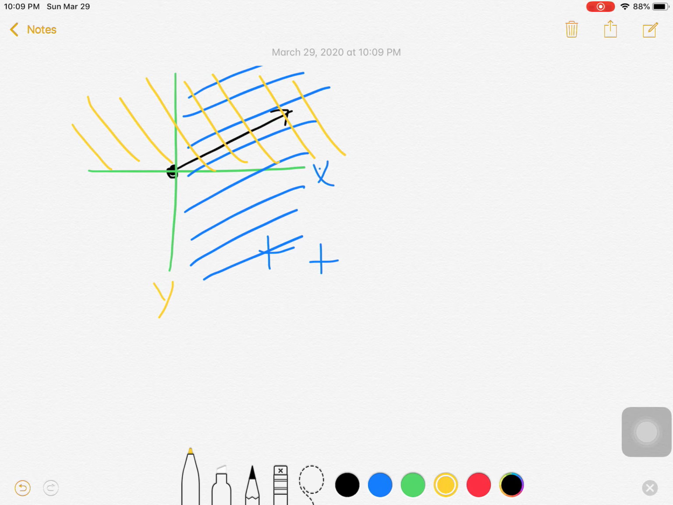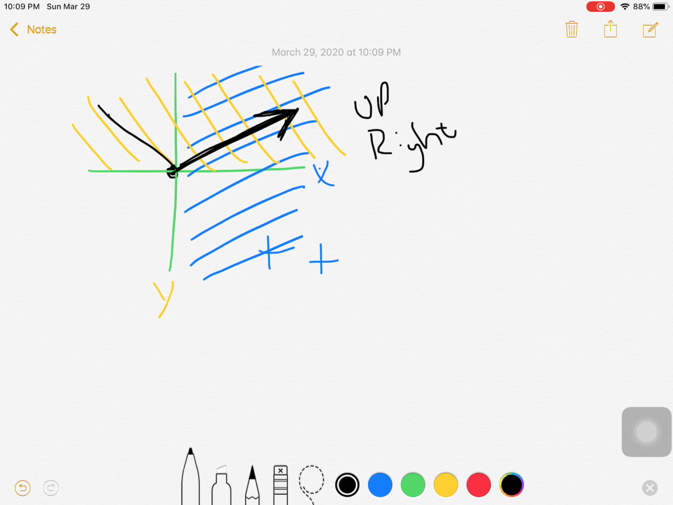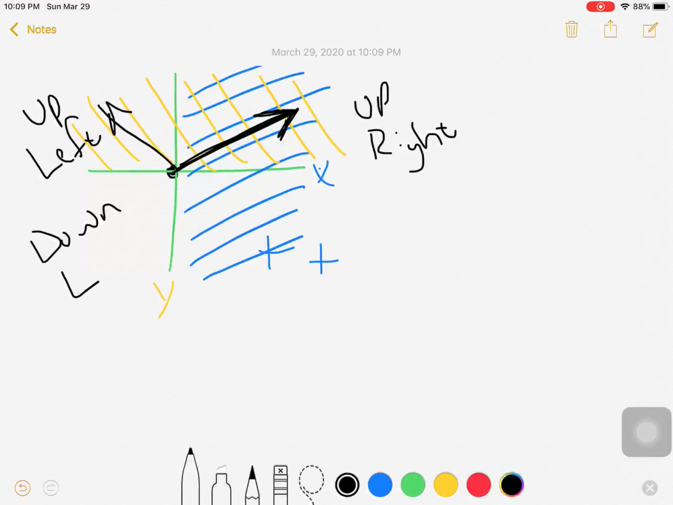And what we do is we call this the sense of the arrow. So for example, the sense of the arrow that we drew originally, right here, is up and right. If we had an arrow pointing this way, it would be up and left. And of course, this would be down and left and down and right. So one of those four is going to be what's called the sense of the arrow.